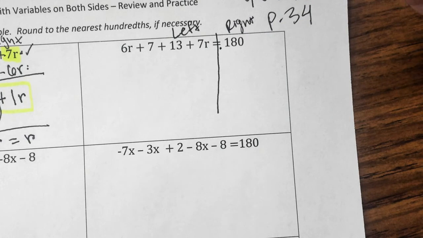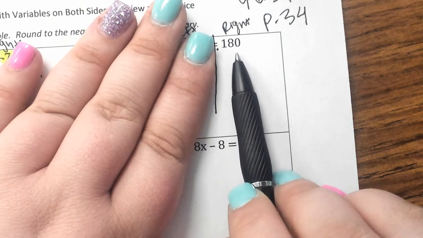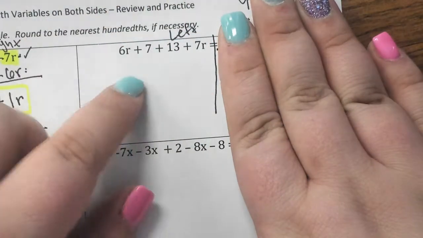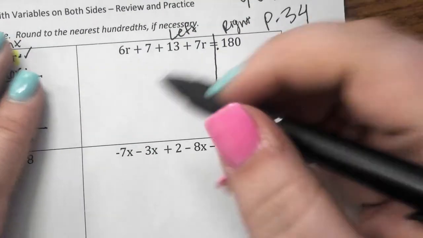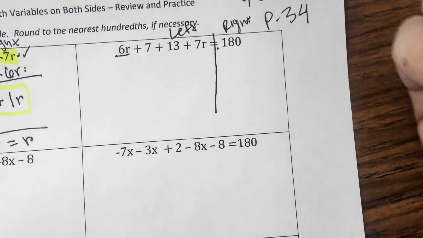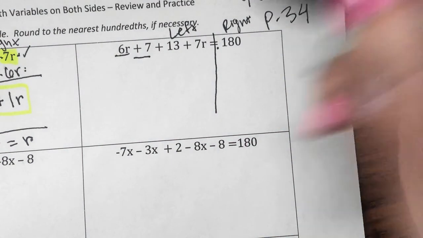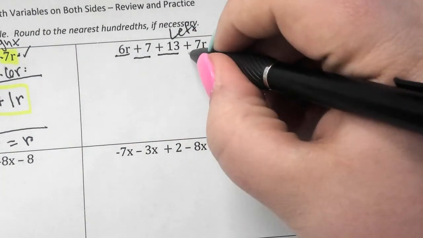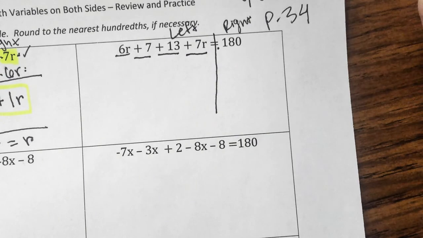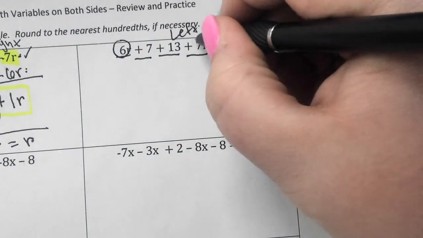Very first step, from the poster or your notes, is to combine like terms. On the right side, we only have one term. Can I combine it with anything? No. What are the terms on the left side? Remember, terms are separated by pluses and minuses. One of the terms I have is 6r. What's another term? Plus 7. What else? 13. And then a positive 7r. Perfect. Are any of those terms like? Yes. Which ones are like? The 6r and 7r.